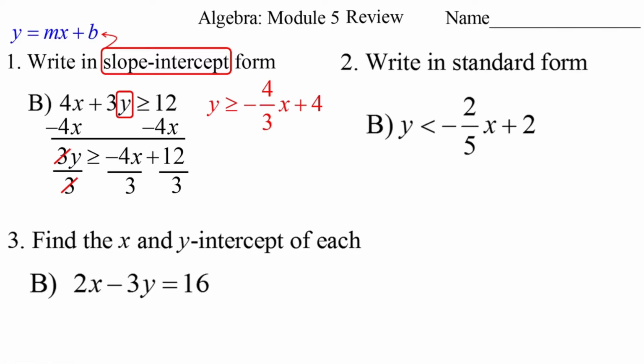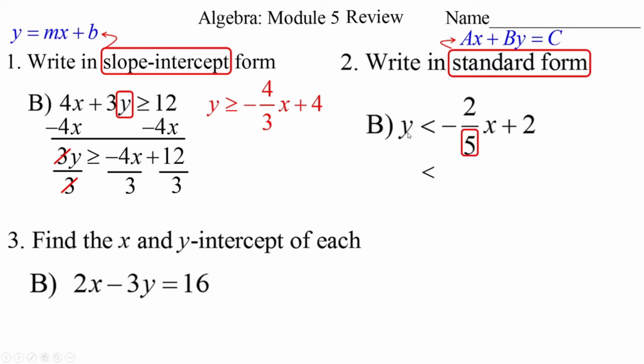And standard form is ax plus by equals c. Now, a couple things to be aware of. A, b, and c cannot be fractions, and a must be positive. So the easiest way to convert from slope-intercept to standard form is, do you see this divisor of 5 right here? Well, since we cannot have any fractions, why don't we just multiply this entire inequality by 5?